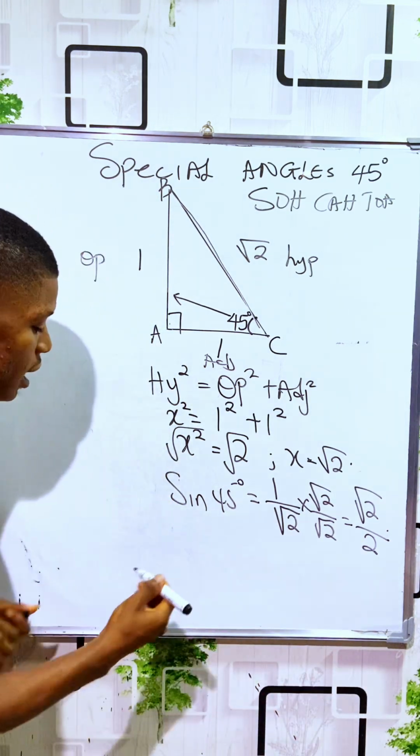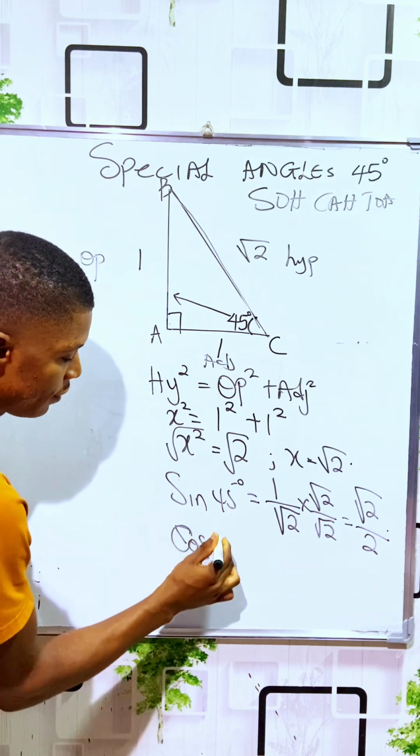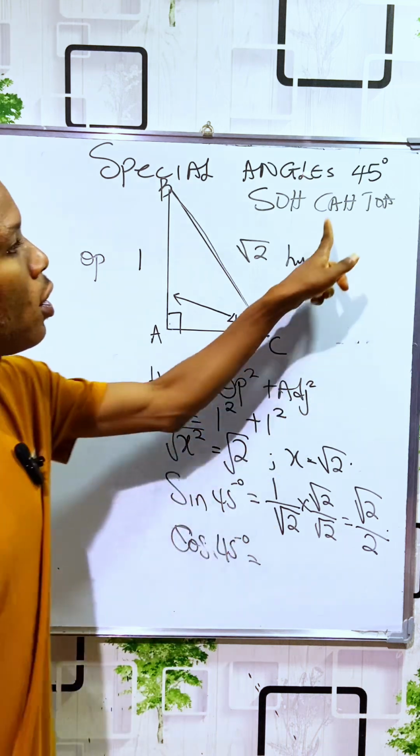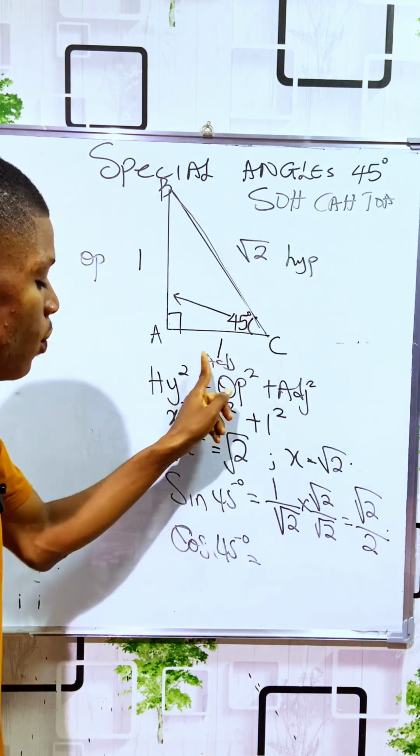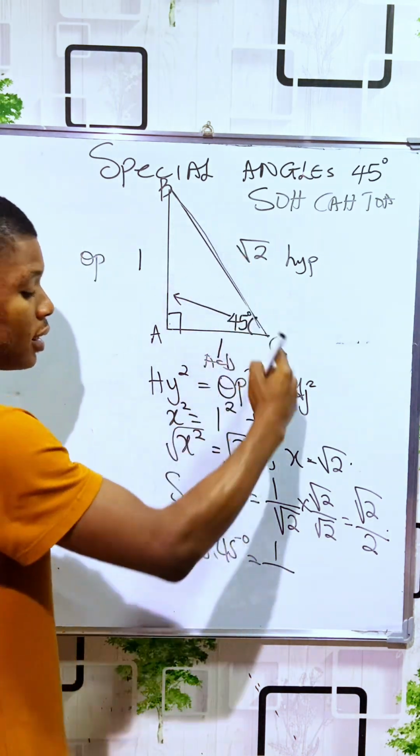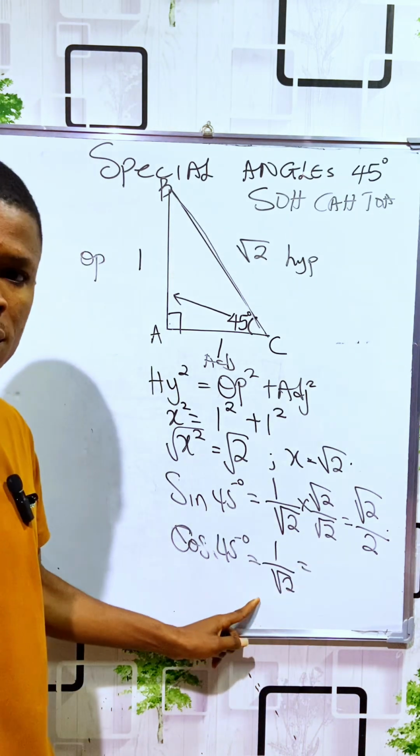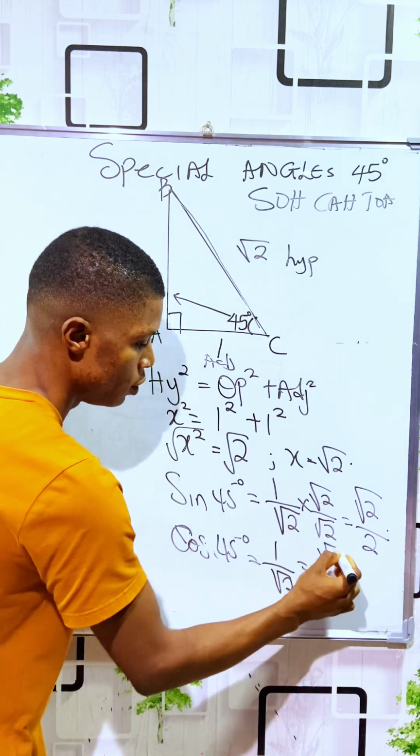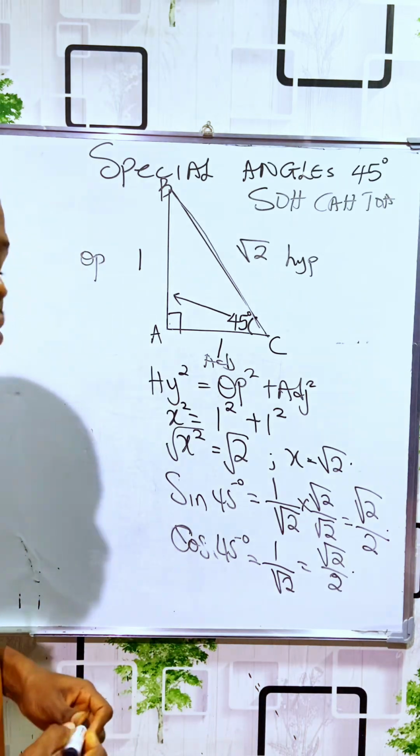So if you look at the next one, which is cos theta, or cos 45 degrees, we look at cos, adjacent and hypotenuse. So what's the adjacent? 1. You have it as 1 over the hypotenuse, the longest side, which is root 2. So basically, you have it as 1 over root 2, which is the same thing as sine. So we have it to be root 2 over 2 when we rationalize the denominator.